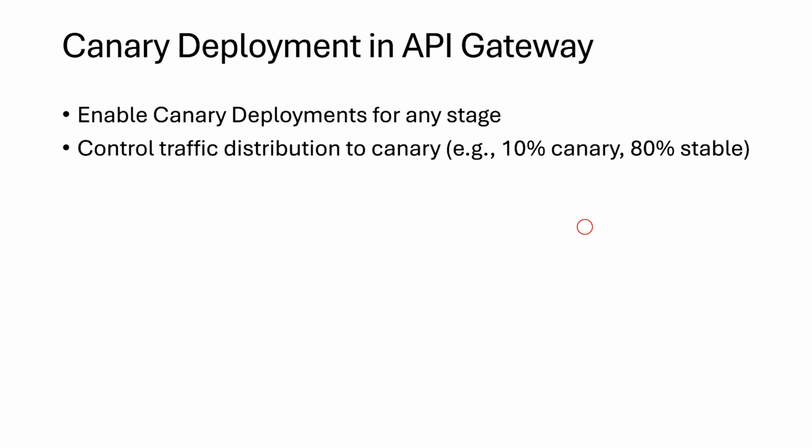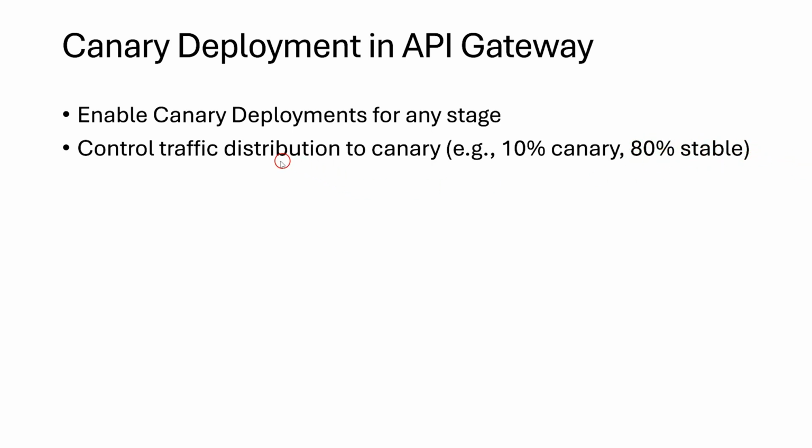Okay, so let's see how it works. First is traffic distribution. You can choose the percentage of traffic that the Canary version receives. Here, if you observe, I said Canary only receives 10% of traffic. This allows you to direct 10% of your traffic to the newer version. Here, Canary means your newer version, while the remaining 80% continues to use the stable version.